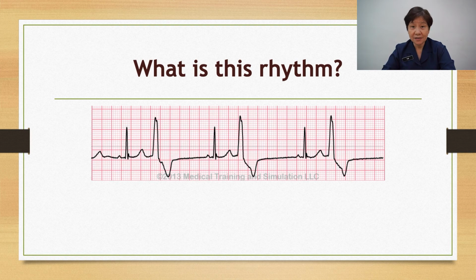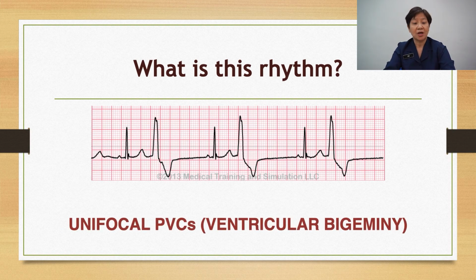You have one sinus beat followed by one PVC. One sinus beat, one PVC. One sinus beat and one PVC. This is what we call bigeminy. Unifocal PVC, another name is ventricular bigeminy. It means you have one sinus, one PVC, one sinus, one PVC.